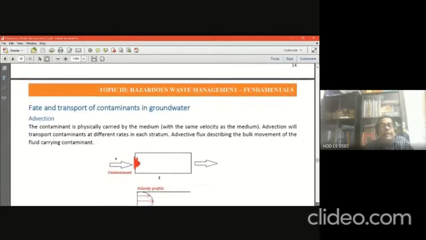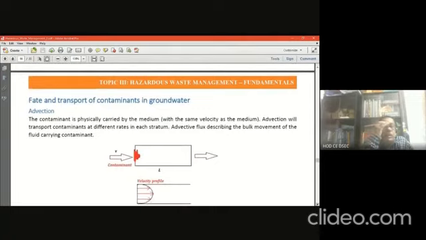Now, fate and transport of contaminants in groundwater. So we must describe the advection regarding the fate and transport of contaminants in groundwater. What is advection? The contaminant is physically carried by the medium with the same velocity as the medium. Advection will transport contaminants at different rates in each stratum. Advective flux describes the bulk movement of the fluid carrying contaminants.